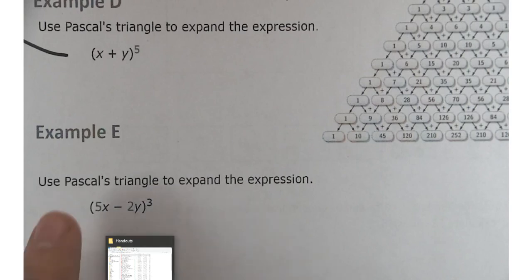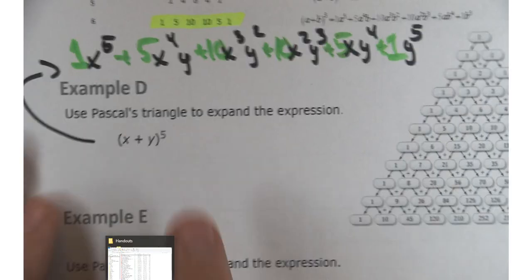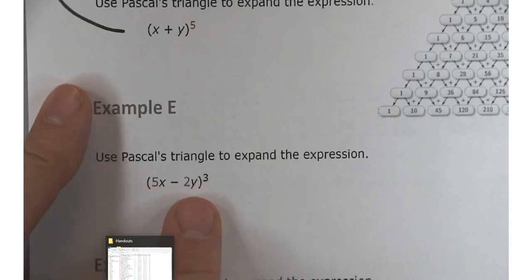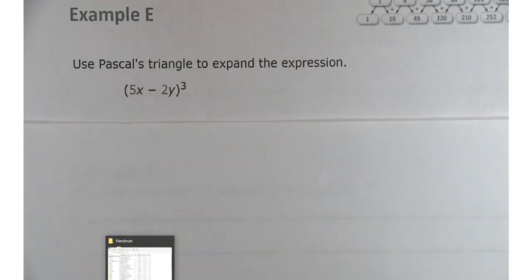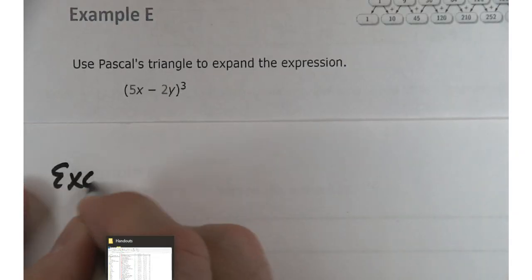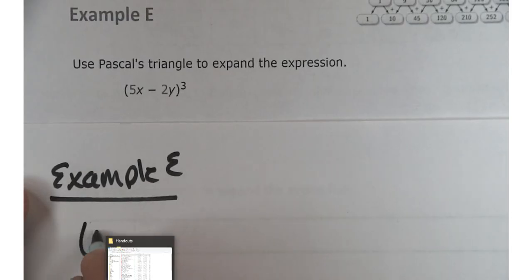Now this time I don't have such nice easy terms. I've got an X and a Y up here, but this time I've got something different. So I have to be a little bit more careful with example E. In fact, I think I'm just going to move to a separate sheet of paper here for that. Example E, 5x minus 2y cubed.